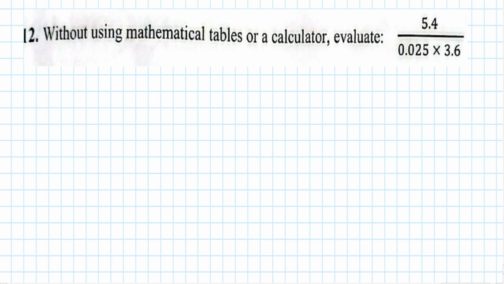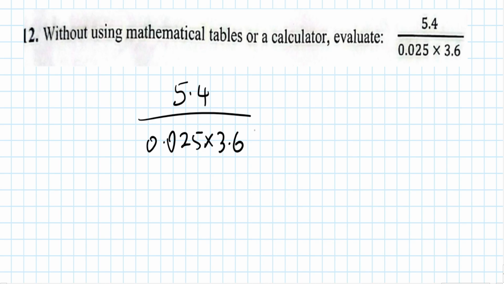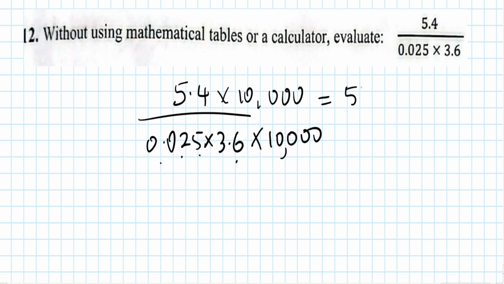Okay, question 12. I think we're very near to finish. Without using mathematical tables or calculator, evaluate 5.4 over 0.025 times 3.6. Okay, now obviously multiply by 10,000, and if you remove the decimals, you're just going to remain with 54 times 1,000 all over 25 times 36.